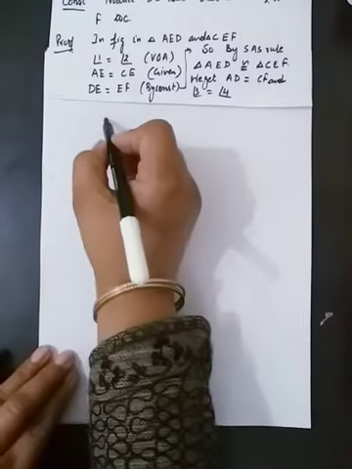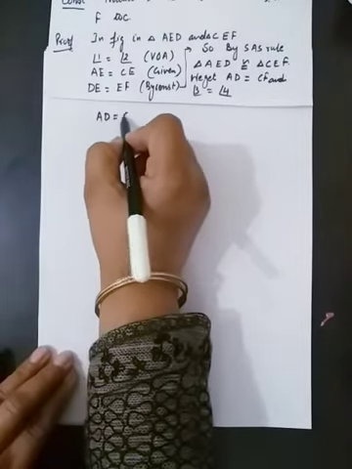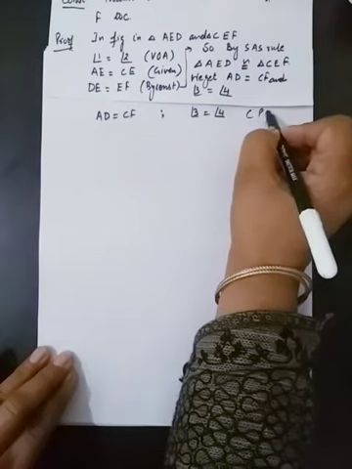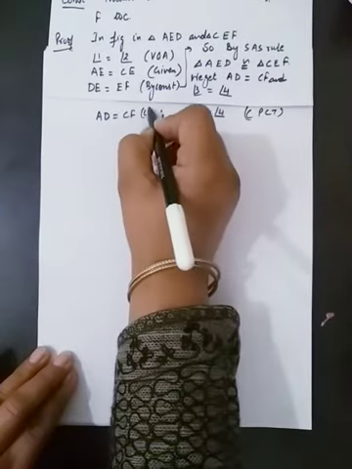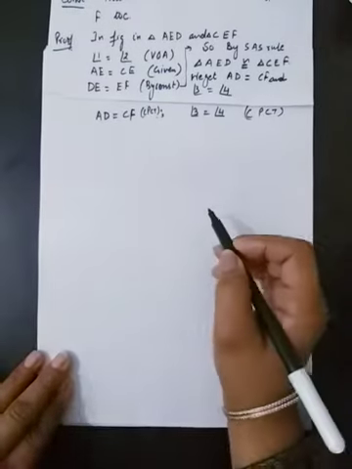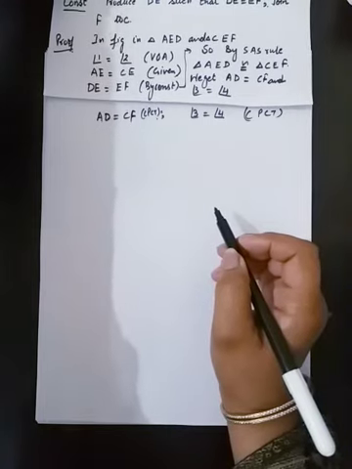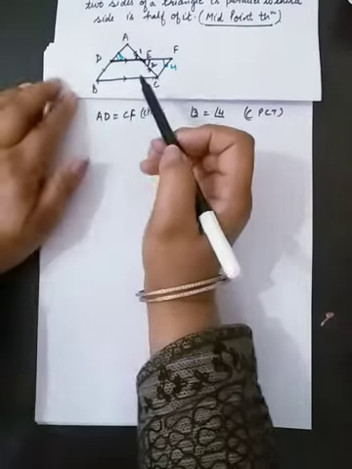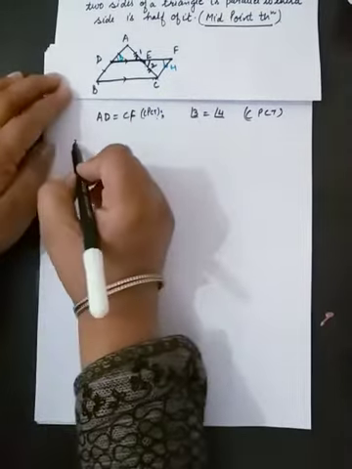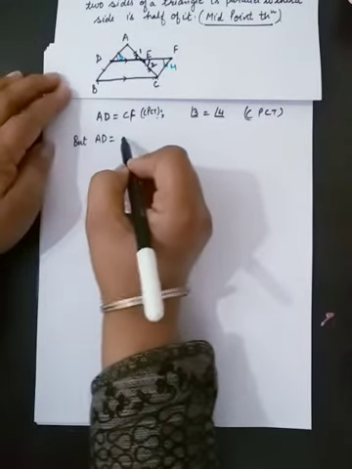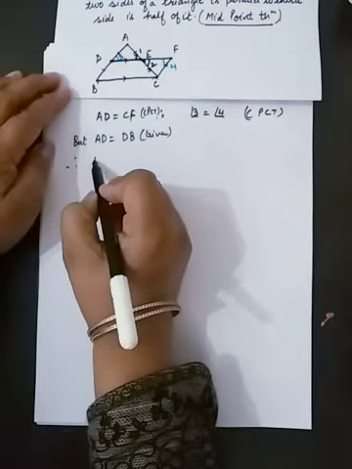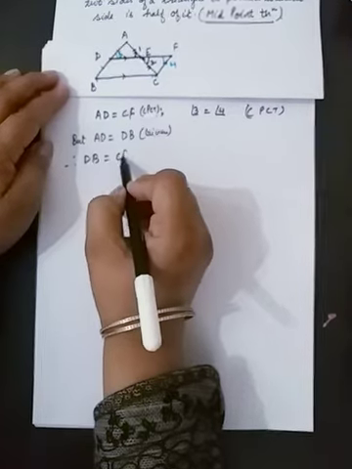So after proving the triangles congruent, we get these two results: AD is equal to CF and angle 3 is equal to angle 4 by CPCT. Now how to use these two results for our next steps? Here we are going back to the figure again. We get that AD is equal to CF, but AD is equal to DB. This is given. So therefore we get that DB is equal to CF.